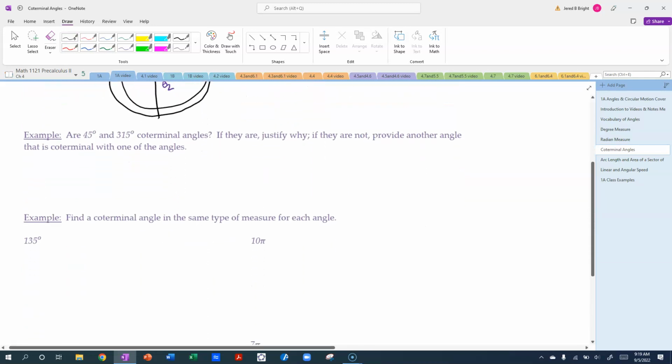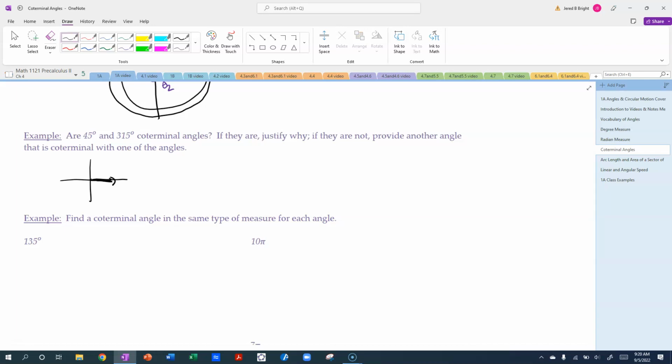Just a quick question: are 45 and 315 coterminal? I'm going to draw a little sketch. Here would be the initial side, and 45 would be somewhere in here, so that's 45 degrees. And 315: 360 is a complete circle, this was 270 degrees, so this is 360. If I treat this as my initial side, then the terminal side would be somewhere there. So are they coterminal? I'm going to say no.